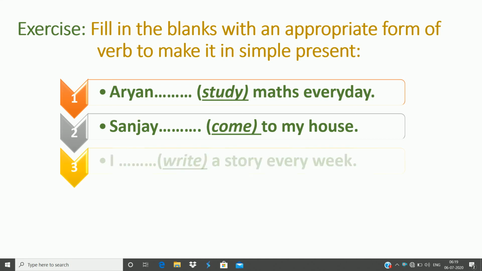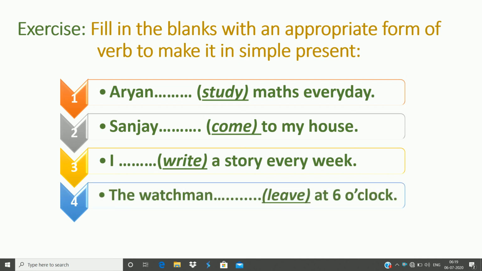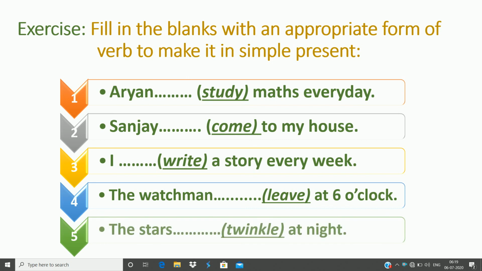In the third example, you have to use the verb write in the sentence I dash dash a story every week. In the fourth example, you have to use the verb leave in the sentence the watchman dash dash at 6 o'clock. And in the last sentence, you have to use the verb twinkle: the stars dash dash at night. You will use the appropriate form of the verb in the blank spaces in order to make the sentences simple present.